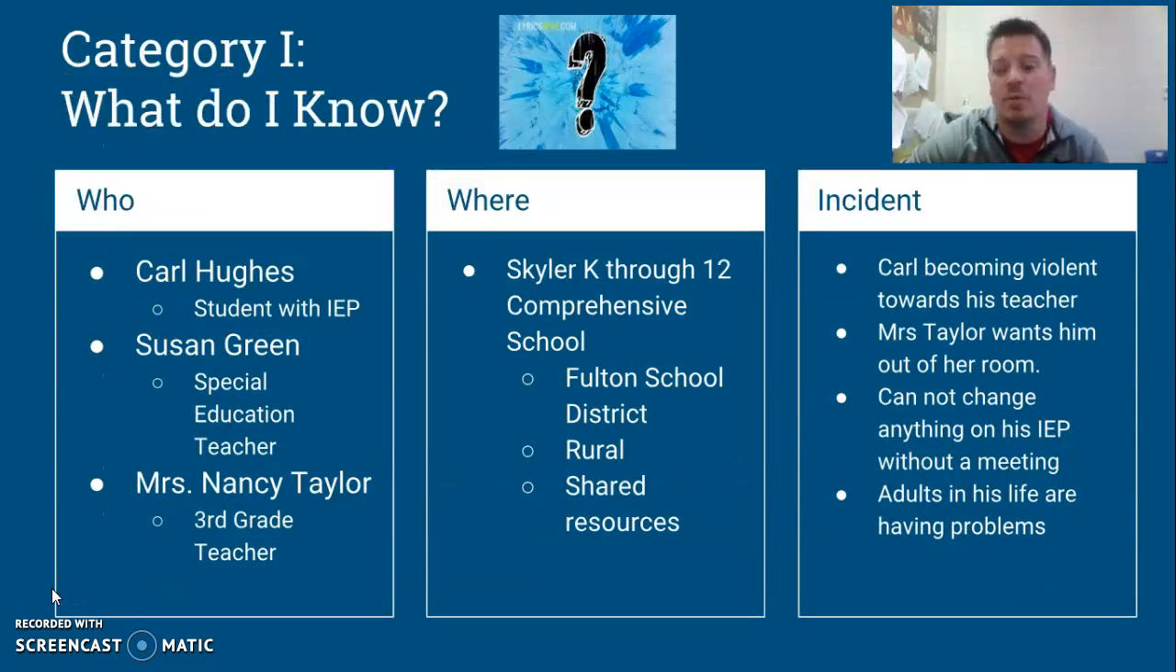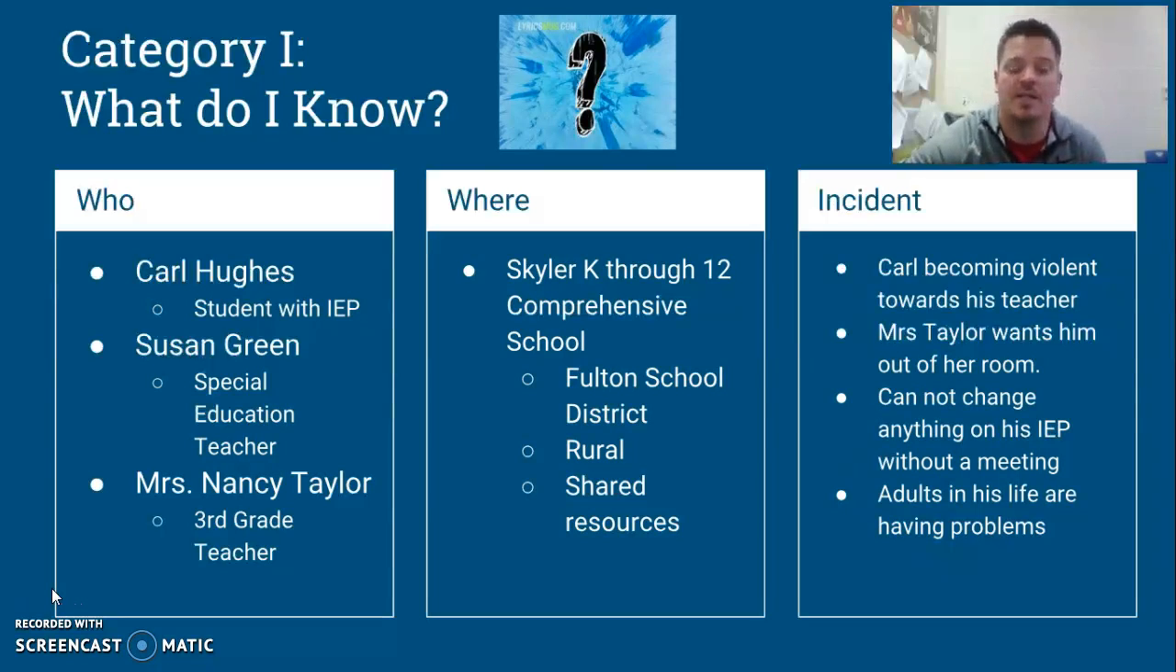So category one, what do I know? The who: we know about Carl Hughes. He's a student with the IEP. We know about Susan Green. She is a special education teacher. And we know Mrs. Nancy Taylor is a third grade teacher. She is a first year teacher. She's new to teaching, and she's dealing with this issue in her class with a student.